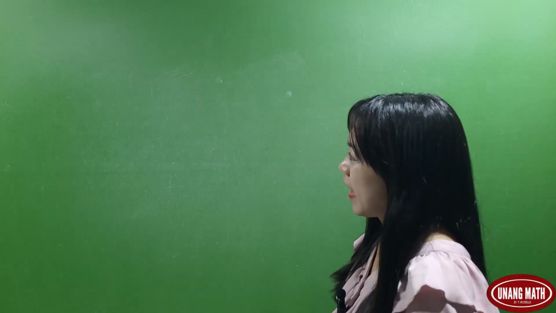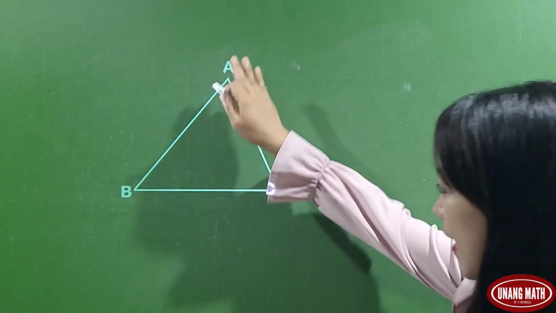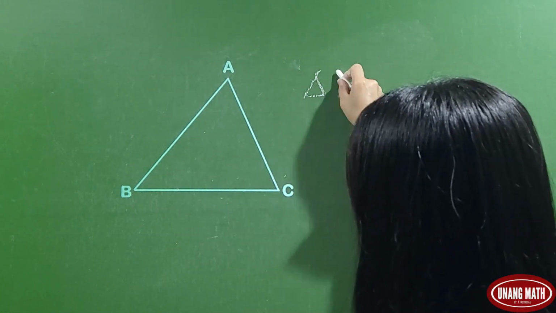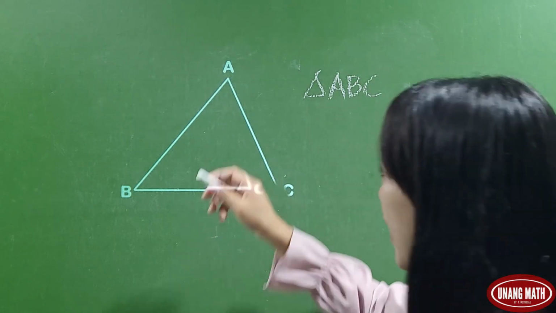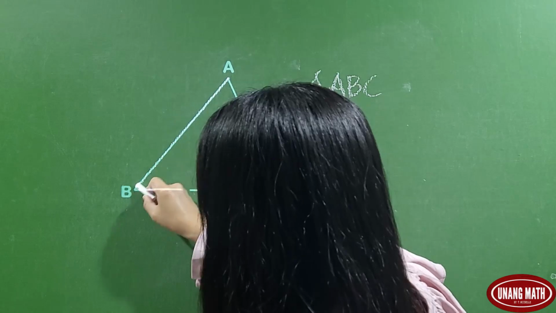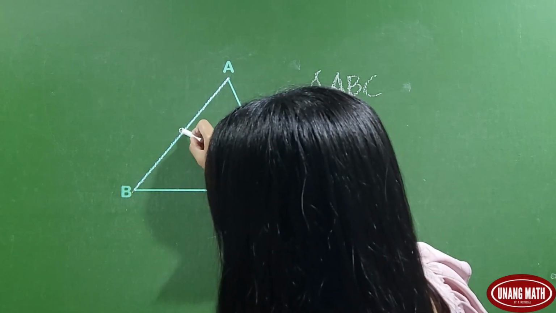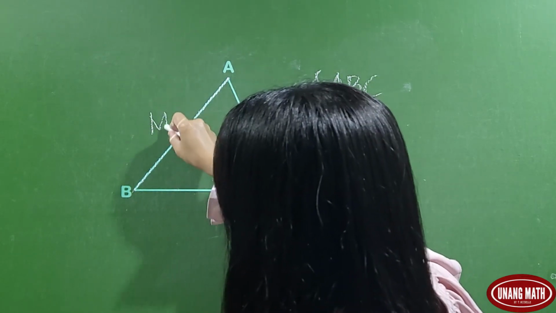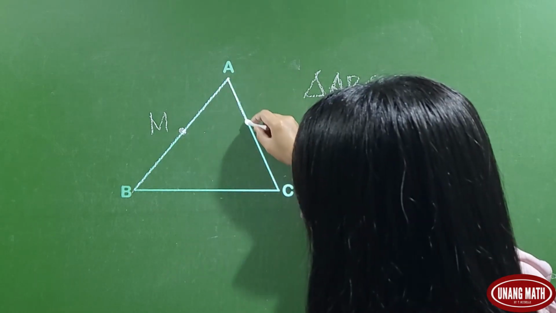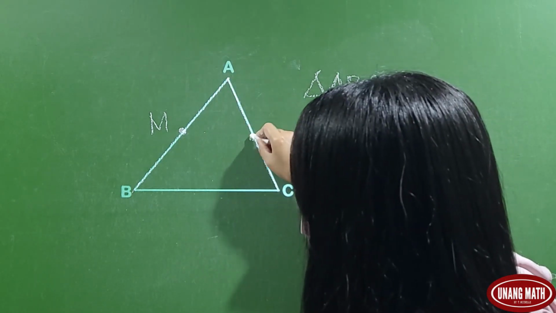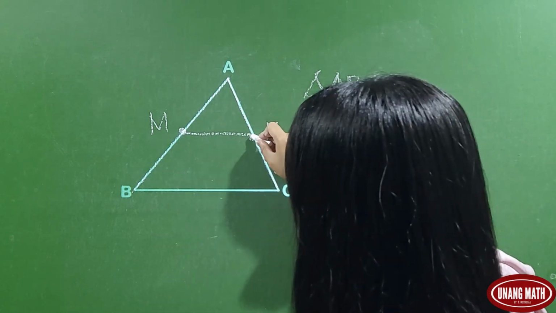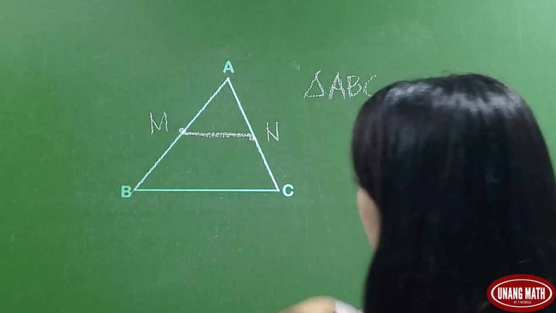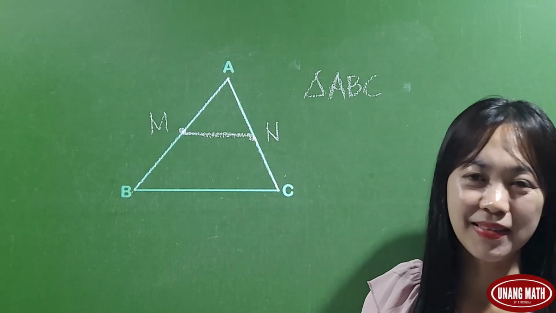Okay, take a look at this triangle. Let's name this triangle ABC. So we have triangle ABC. The midpoint of this segment is this point. Let's name this point M. In this segment, the midpoint is this point. Let's name this point N. Connect these midpoints. So this is now our mid-segment.